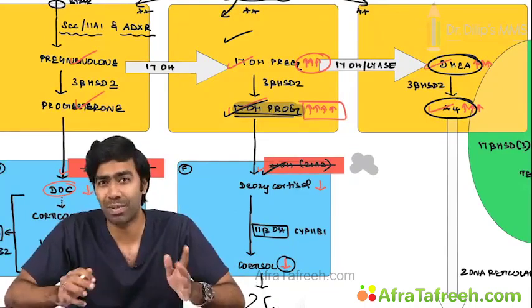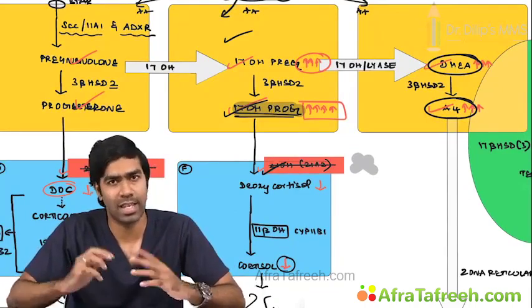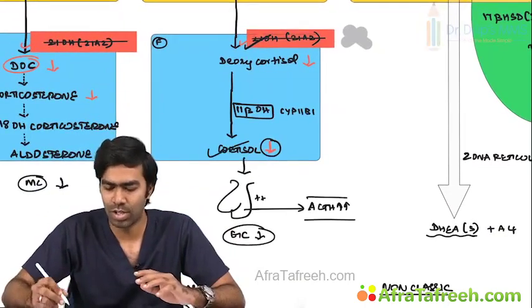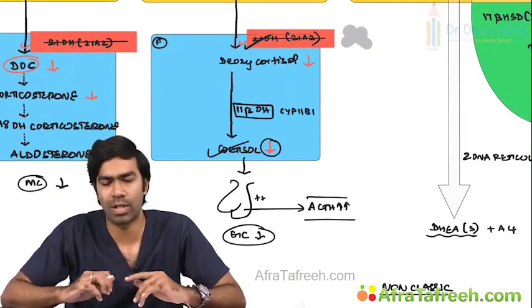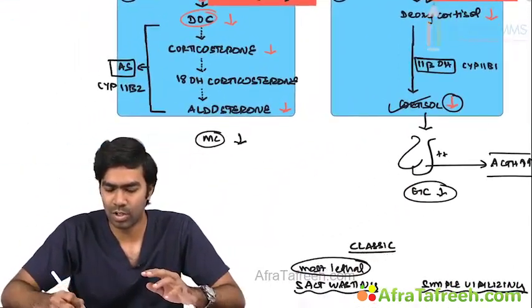So first you have to suppress the ACTH. How can you suppress the ACTH? ACTH is high because of low cortisol, so you have to replace the cortisol. That's point number one. Second, you have to control the salt wasting, if at all it is there. Remember, only the salt wasting forms of the classic variety will have salt wasting. Other forms of 21-hydroxylase deficiency will not have salt wasting. So in those conditions, there is no need to correct salt wasting.